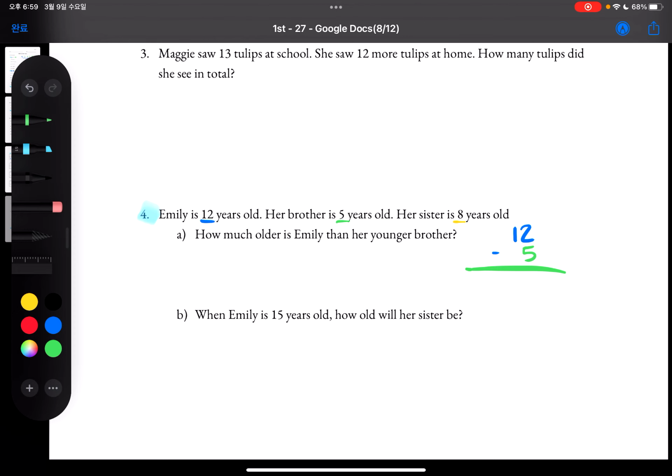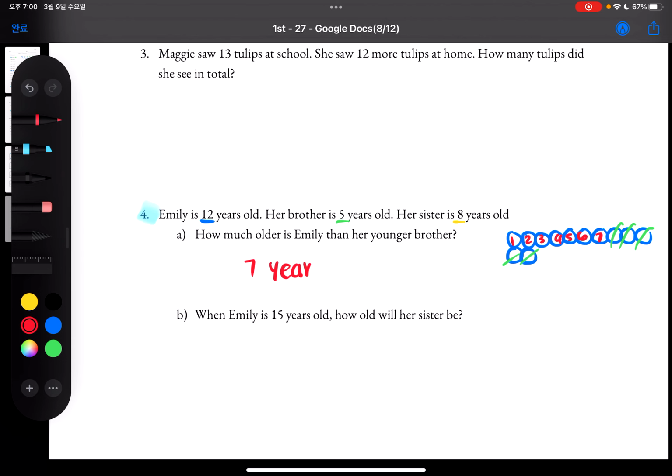One way to do this is by using step method or by using circles. And I'll be using circles for this question. We first have to draw 12 circles and then subtract 5. 1, 2, 3, 4, 5, and count how much you have left. 1, 2, 3, 4, 5, 6, 7. So we know that Emily is 7 years older than her younger brother.